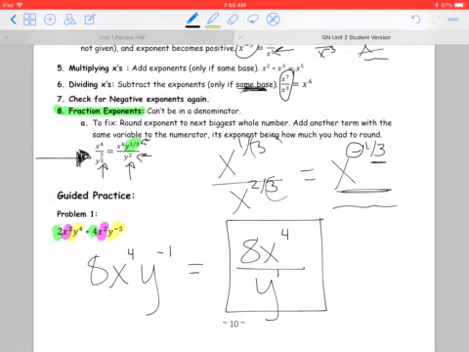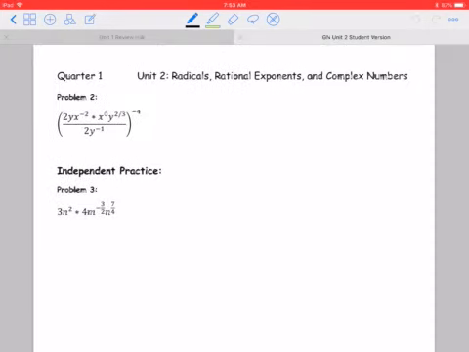Okay, go ahead and take a look at problem number 2. This one has that parentheses with an exponent, so that's the first step we have to do. So we're going to distribute this to every single term, including the 2 in the front. 2 to the negative 4, y to the negative 4. That y did not have an exponent before, but it gets one.